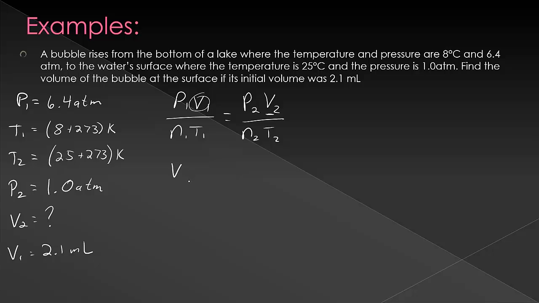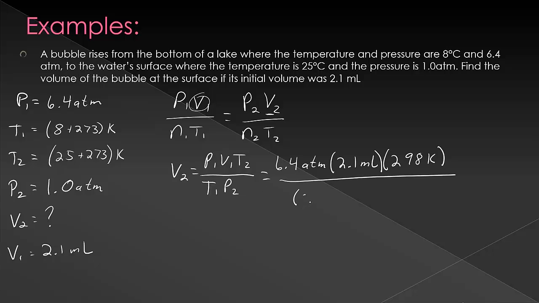So let's solve for V2 and fill in all of our numbers. From here, we type into our calculator, round to the correct number of sig figs, and we have 14 mL. Because we had mL here, we're going to get mL here. We can see that our atmospheres cancel, our Kelvins cancel, and it leaves us with milliliters.